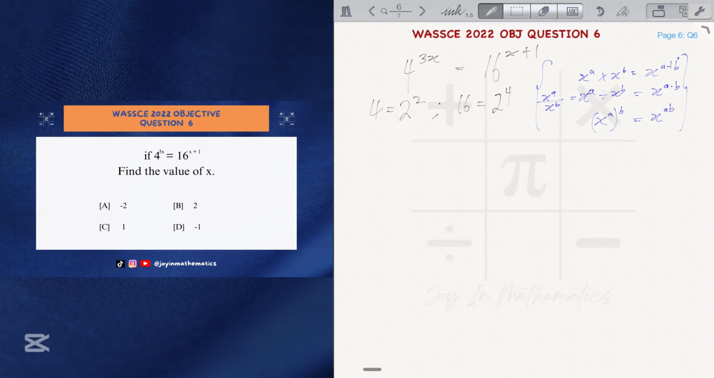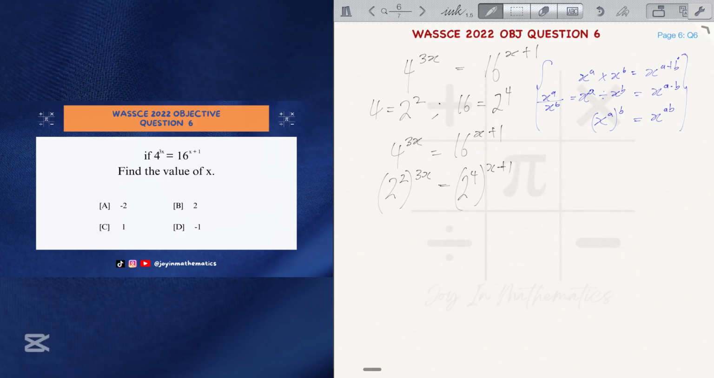Now in view of that, let's make the substitution. Wherever we see 4, we'll put 2 raised to the power of 2, and wherever we see 16, we put 2 raised to the power of 4. So let's just rewrite the question. 4 raised to the power of 3x is equal to 16 raised to the power of x plus 1. So we will have 2 raised to the power of 2, all raised to the power of 3x, and 16 is 2 raised to the power of 4, raised to the power of x plus 1.